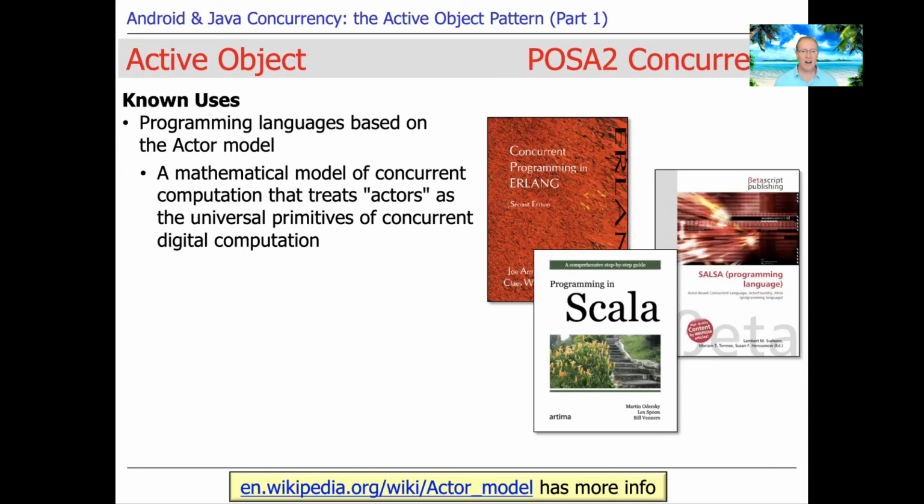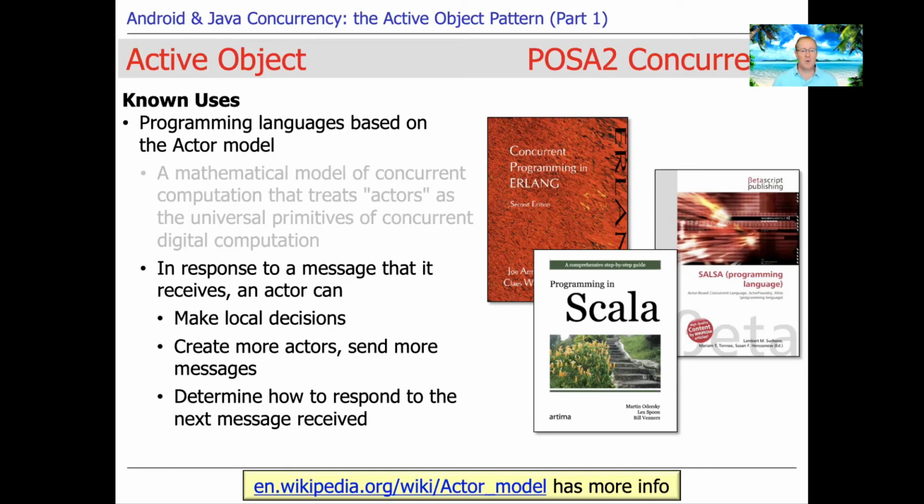There's something called Erlang, something called Salsa. You can read more about the actor model at this Wikipedia link. An actor model is basically a bunch of active objects. If you have an active object and it receives a message, then the actor or the active object implementation can make decisions based on that. It could create more actors, send more messages to other things, so you can kind of distribute out the load. It can determine how to respond to the next message it receives. And it can do this in a very clean and easy to reason about formal way.